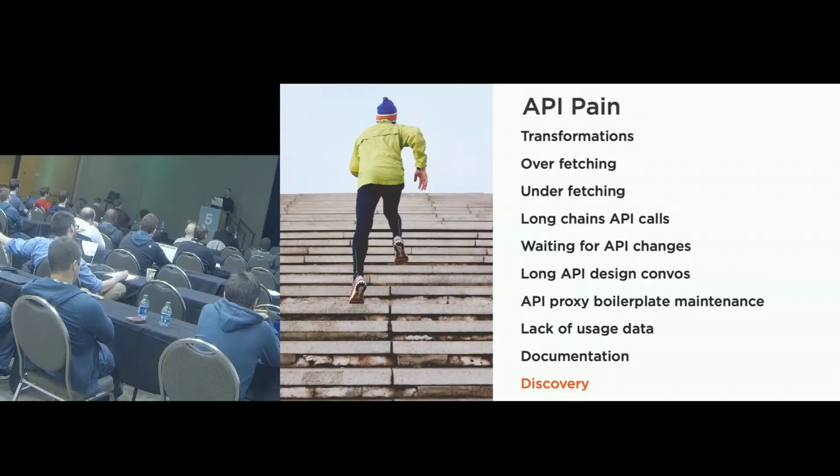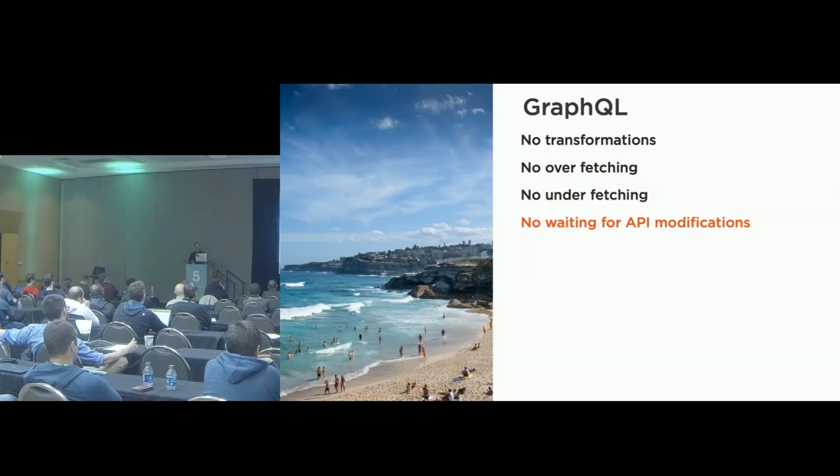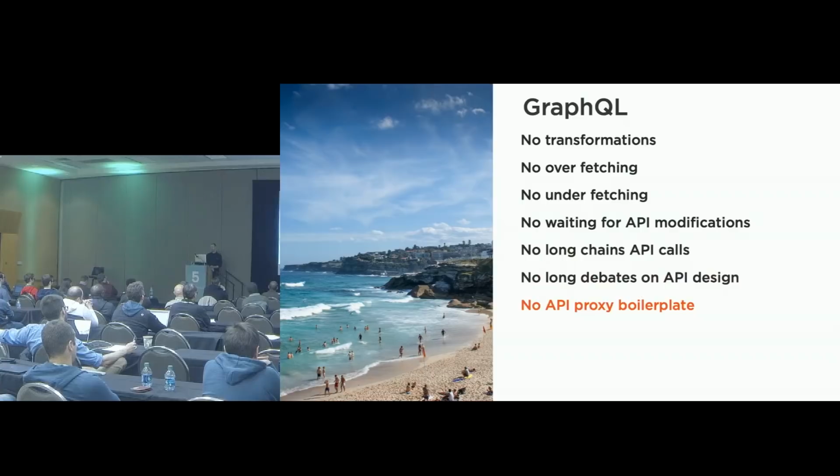So contrast that with GraphQL. You don't have to do transformations. There's no problems with overfetching or underfetching because you're asking for precisely what you want. You're not waiting for API mods because you ask for what you want. You don't have to chain API calls because you make one call to get the data in the desired shape. No more debates on API design, no API proxy boilerplate.